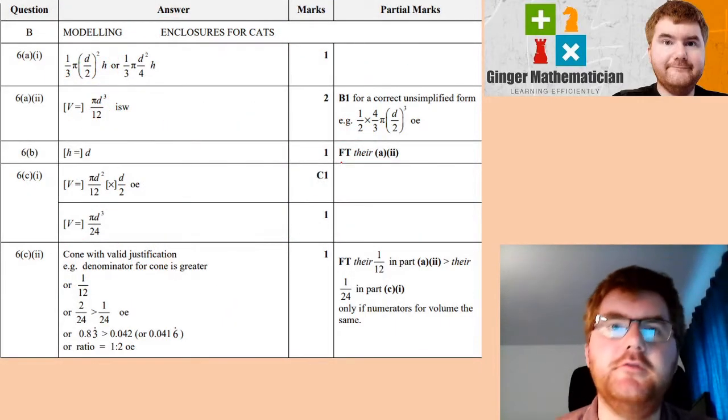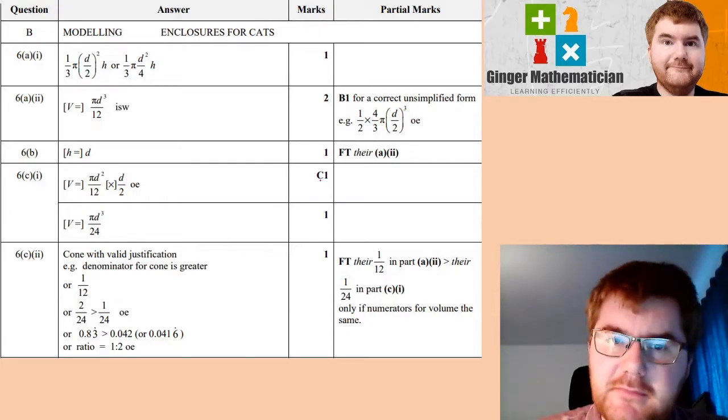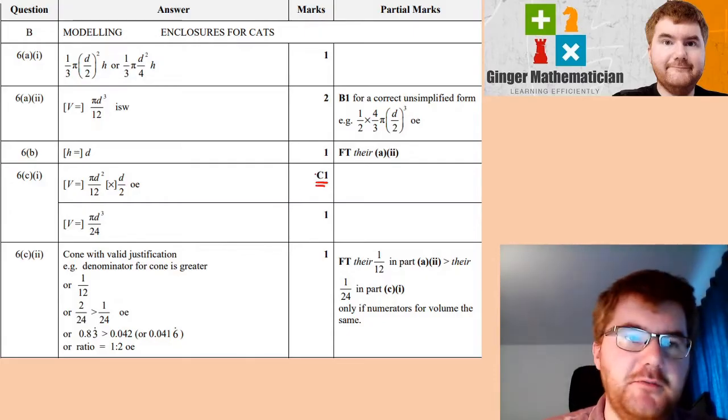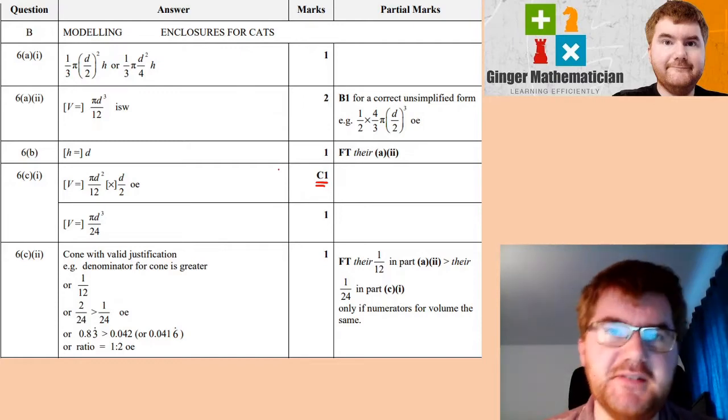Okay, and you can look through the answers here. So you can see where we pick up those communication marks. Remember, this C1 here stands for a communication mark to show the examiner exactly how you're working through these problems.